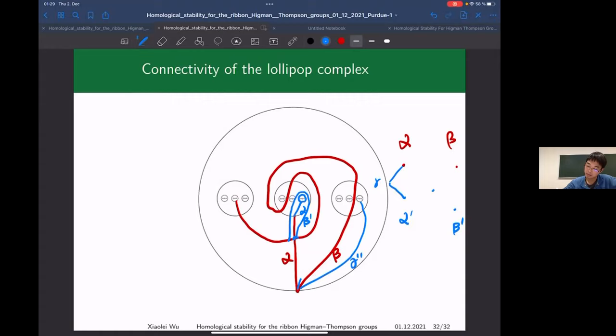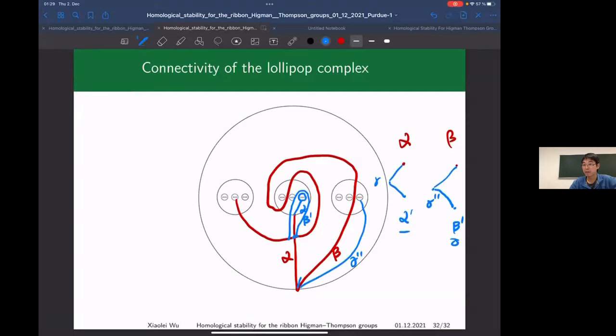Now you just need to show alpha prime and beta prime are connected. In my picture, they are already connected because I resolved all the intersecting points, but in reality you probably have more intersecting points, but you can push them off from the loop part of alpha step by step. And at the end, you get that they are connected. Okay, so I think I'll stop here. All right. Thank you very much.